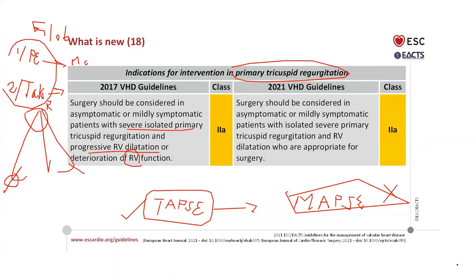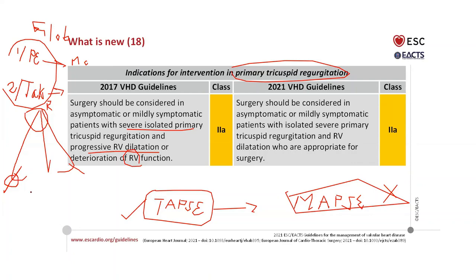Thanks a lot. Okay, Mr. Hatim, sorry, question. Yes, sure. In the measurement of the RV function, we use TAPSI and MAPSI. I hear there is one method like Simpson's volumetric reduction that can be used. What's the accuracy of it? Simpson of the RV, like Simpson, the volumetric reduction method. Yes, I agree.